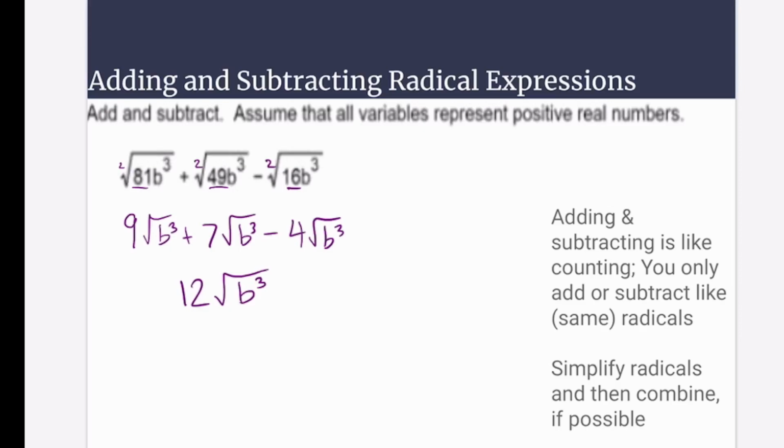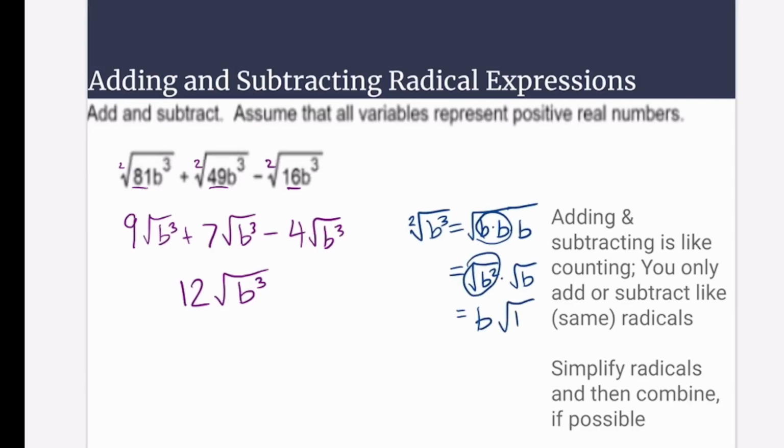The only thing is that's not the answer. B to the third can be simplified. The square root of b to the third, if you write it out, 1, 2, there's 3 of them. If they're square roots, you want to look for pairs of 2. So you have b squared, and if it's a pair of 2, it comes out. So the b squared comes out, so one b comes outside and the other b stays inside. So the answer would be 12b radical b.